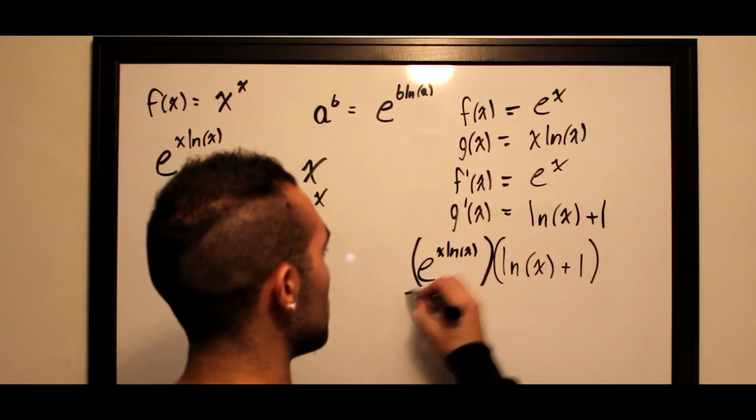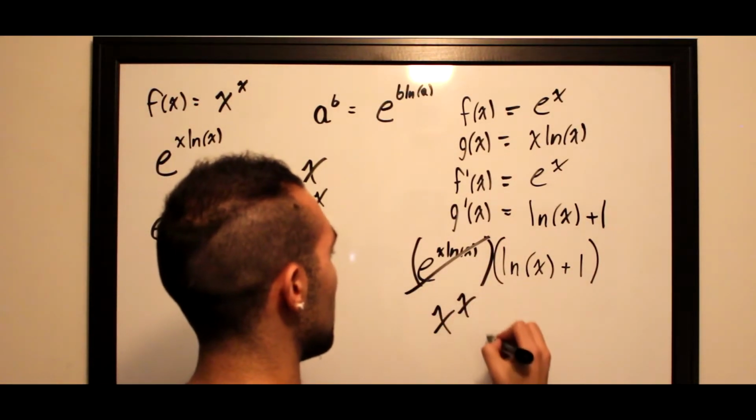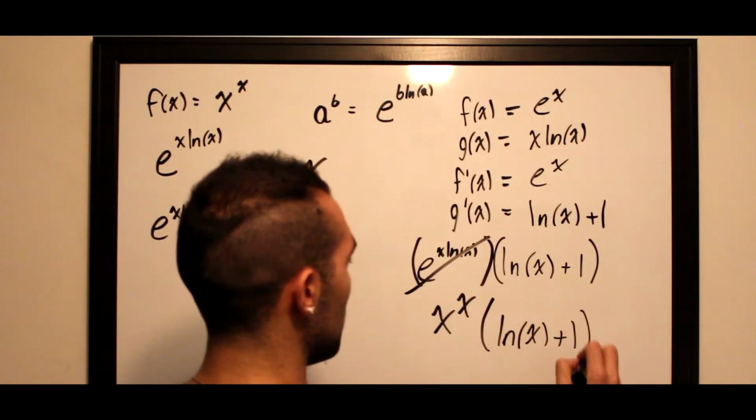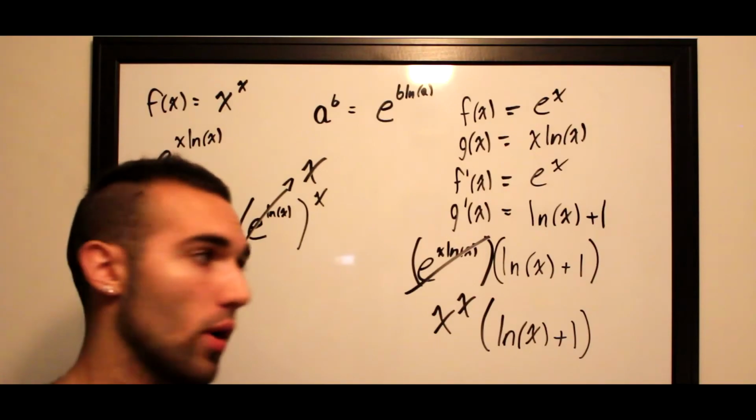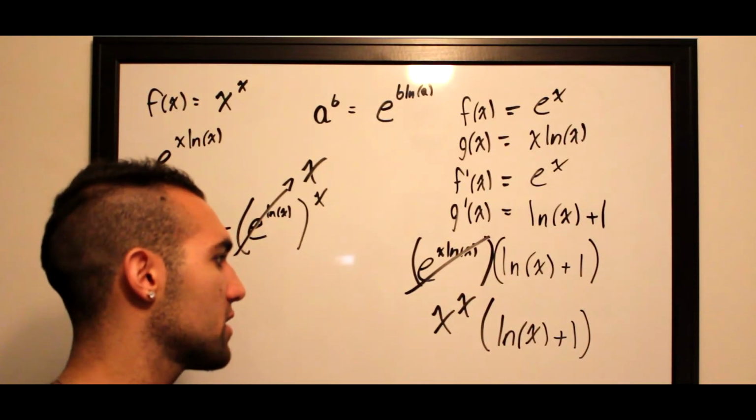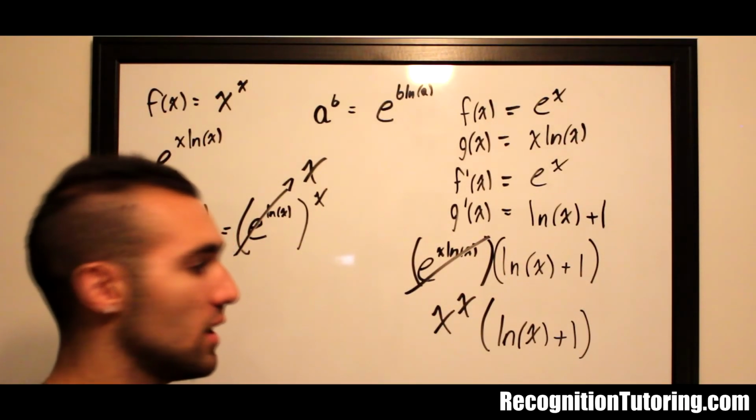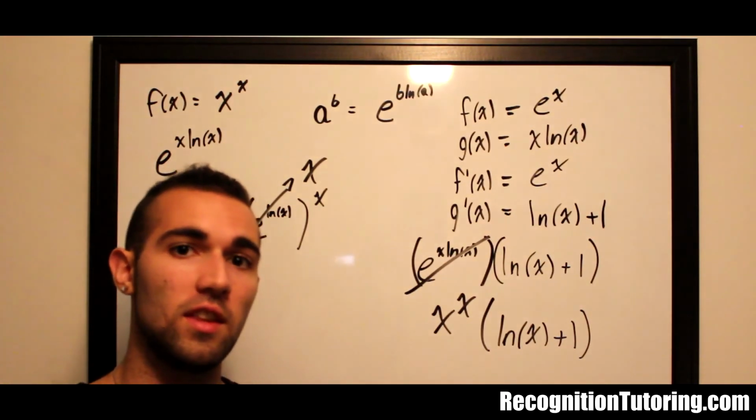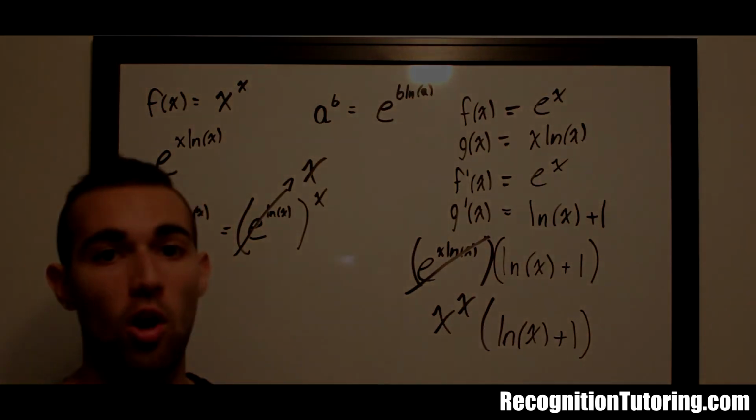So this becomes x to the x, and this is ln of x plus 1. Once again, if you'd like to distribute that, go ahead. It's going to give you x to the x ln of x plus x to the x, and that's how you would take the derivative of x to the x using the chain rule and logarithm properties.